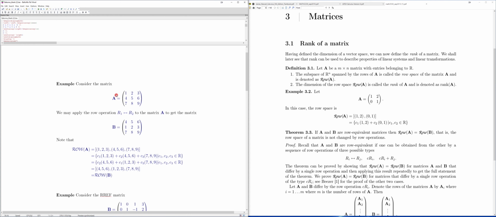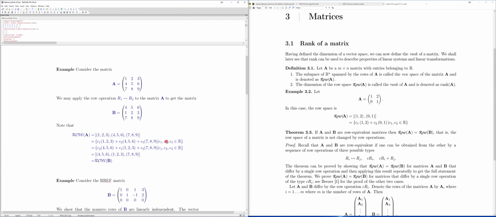You want to notice that A and B are no longer the same matrices, but they in fact satisfy the condition in theorem 3.3. They satisfy the condition that A and B are row equivalent, because you can go from A to B by this row operation. So you have a sequence of row operations taking you from A to B, and therefore A and B are row equivalent.